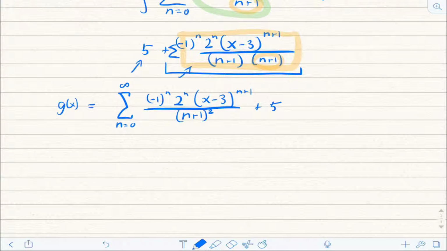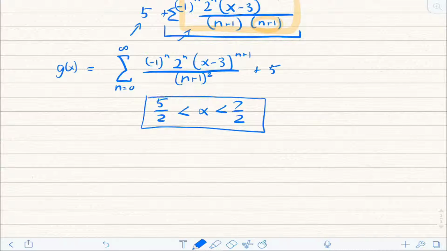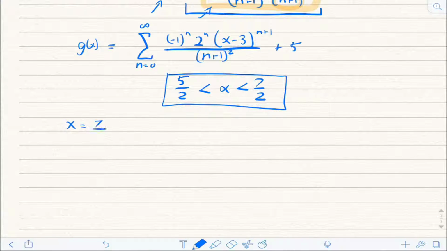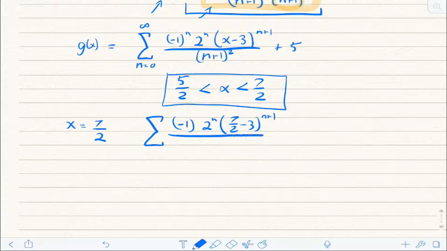Well, since this is the integral of f of x, the original had 5/2 is less than x, which is less than 7/2. But what ends up happening here is I need to check to make sure that the endpoints are actually part of this integral as well. So if I check x is equal to 7/2, this is going to look, yet again, sort of familiar. So sigma notation, (-1)^n 2^n (7/2 - 3)^(n+1) over (n+1) to the second power.